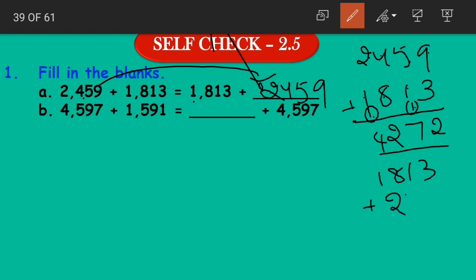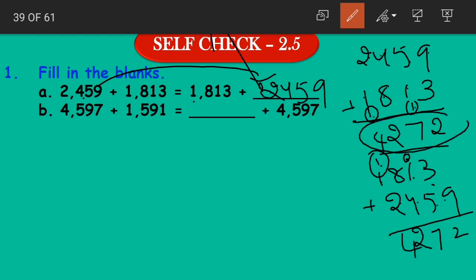Now coming to the second part, 1813 plus 2459. Again 3 plus 9 becomes 12, 1 carried, 1 plus 1 becomes 2, 2 plus 5 becomes 7, 8 plus 4 becomes 12, 1 carried, 1 plus 1 becomes 2, 2 plus 2 becomes 4. Yes, children, do you see this? The sum of both the additions is the same.